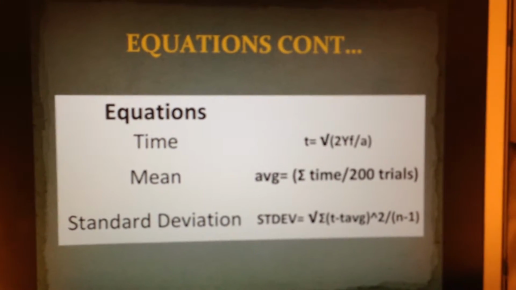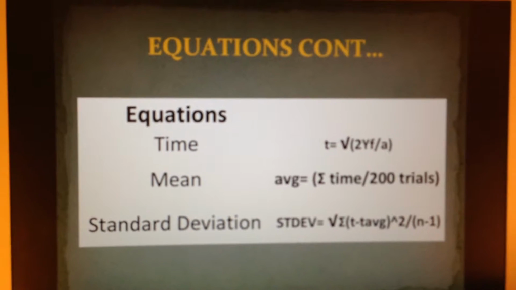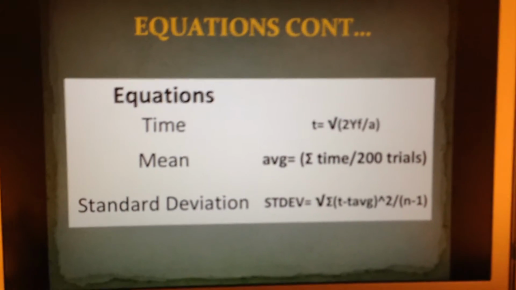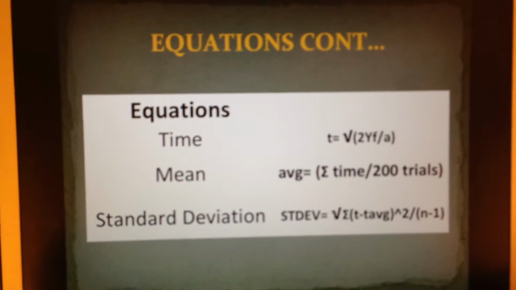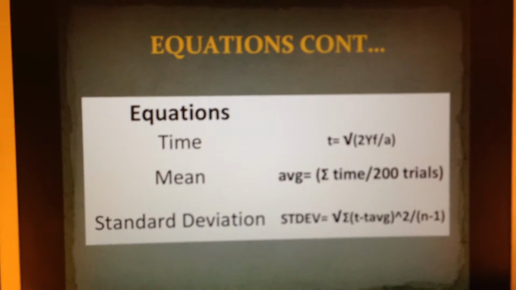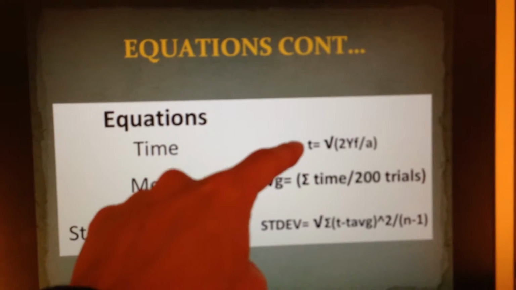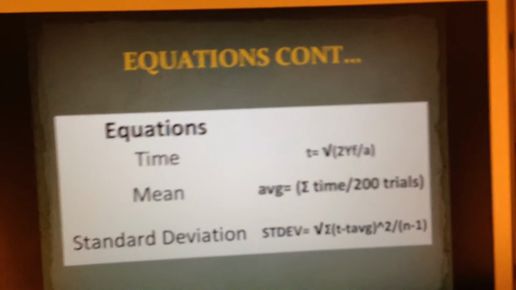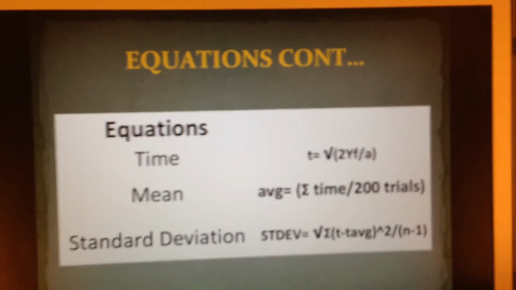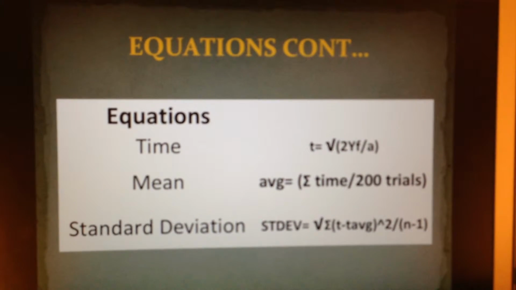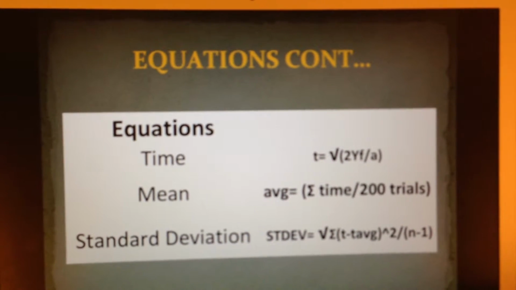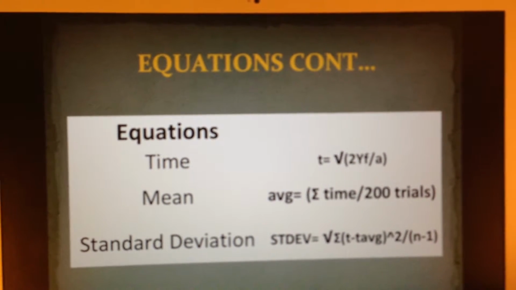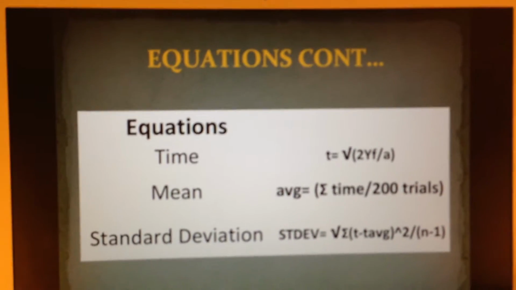This is a pictorial representation of what my Excel sheet looks like with the equations that I used. As you can see, the first one is time, and this is the algebraic manipulation that allows us to just plug in our final position and our acceleration and calculate time right there, which is the square root of 2 times the final position divided by the acceleration.